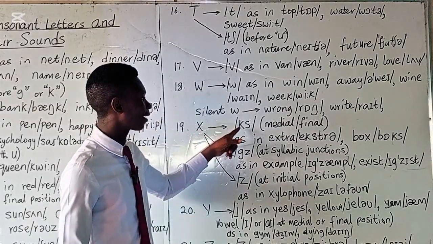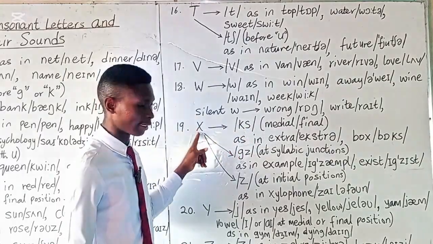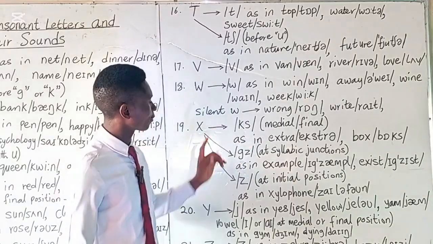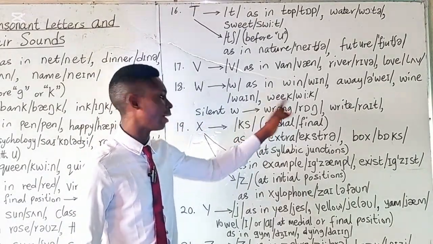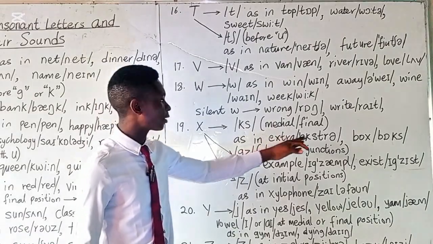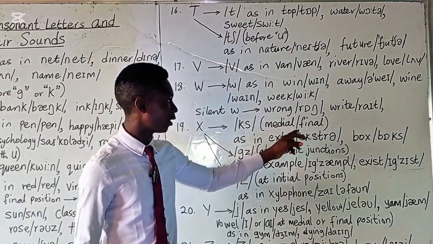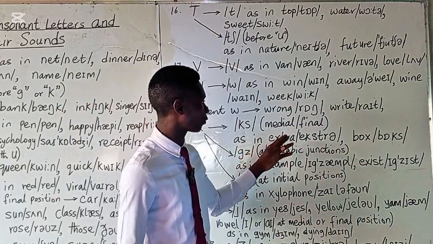The first one is K and S. Realize X as Ks, mostly at medial position or final position of words. For instance, we have here extra, and we have here box. In place of X in these words, we have Ks.